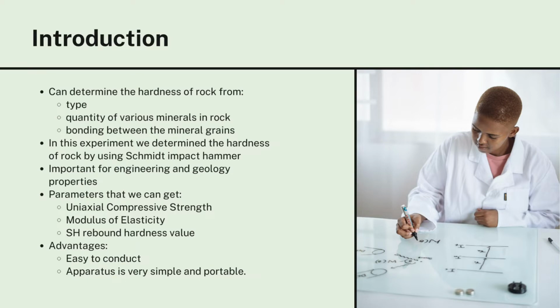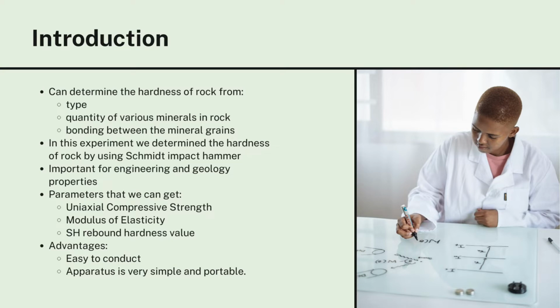For the introduction, we can determine the hardness of rock from the type of rock, the quantity of various minerals in rock, and the bonding between the mineral grains. In this experiment, we'll determine the hardness of rock by using Schmidt impact hammer. The hardness of rock is very important for us to know, especially for engineering and geology properties.